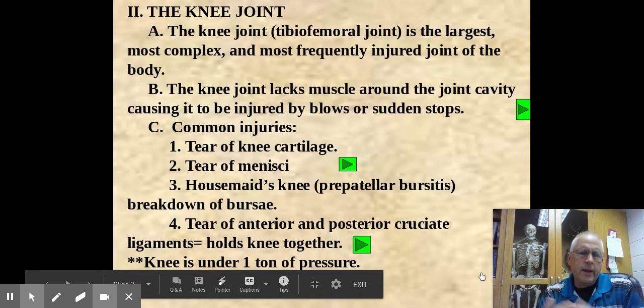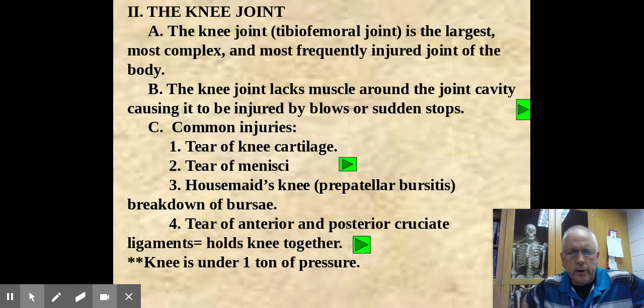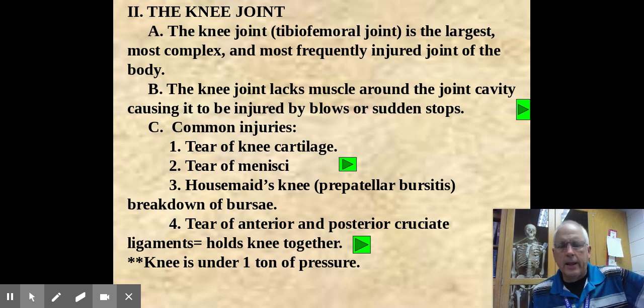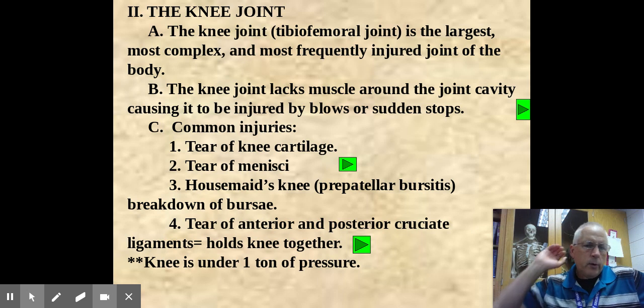Okay, and understand, to kind of wrap notes up for today, just short notes today, the knee is under 1 ton of pressure just standing. And then we jump and we turn and we move and we run, and then we wonder why we have knee injuries or our knees hurt later in life. That's why. Okay, so we'll go over this some more tomorrow.